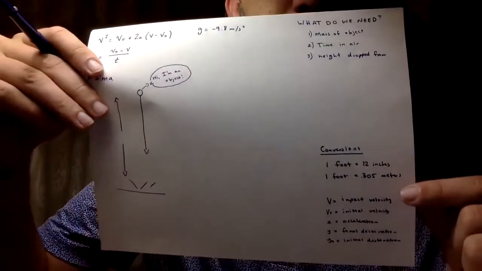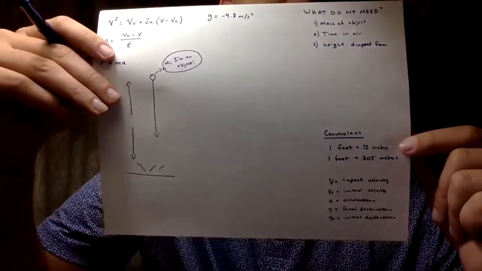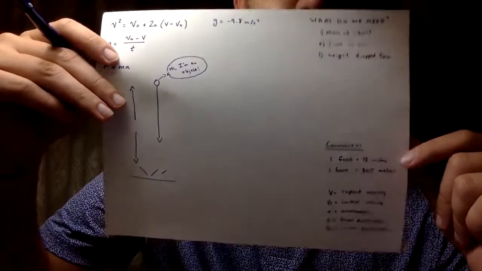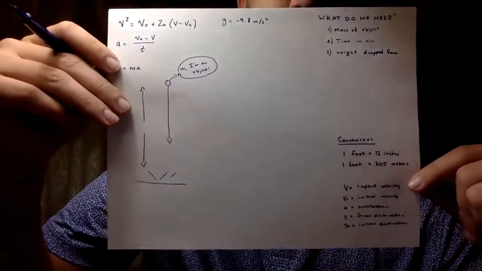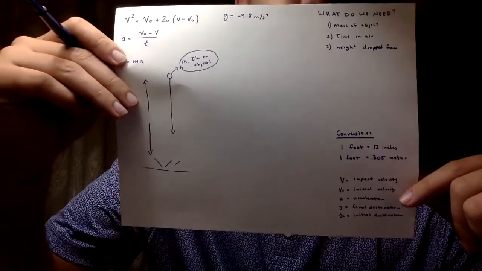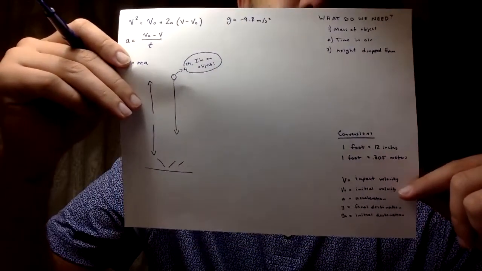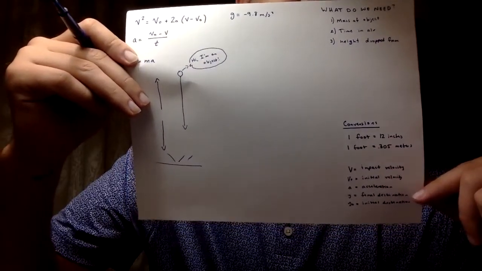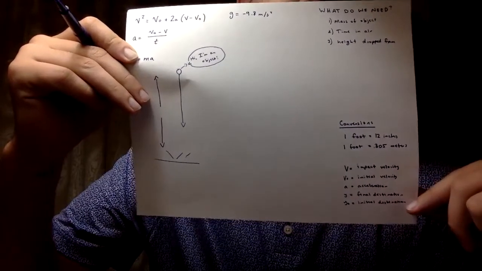And then we've got some helpful conversions down here. 1 foot is equal to 12 inches. 1 foot is equal to 0.305 meters. And then this tells us what the different portions of the equations are. The V stands for the impact velocity. The V0 stands for initial velocity. The acceleration is equal to A. The Y is equal to the final destination, and y sub 0 is equal to the initial destination. So on our guy up here, I will label each one of these.